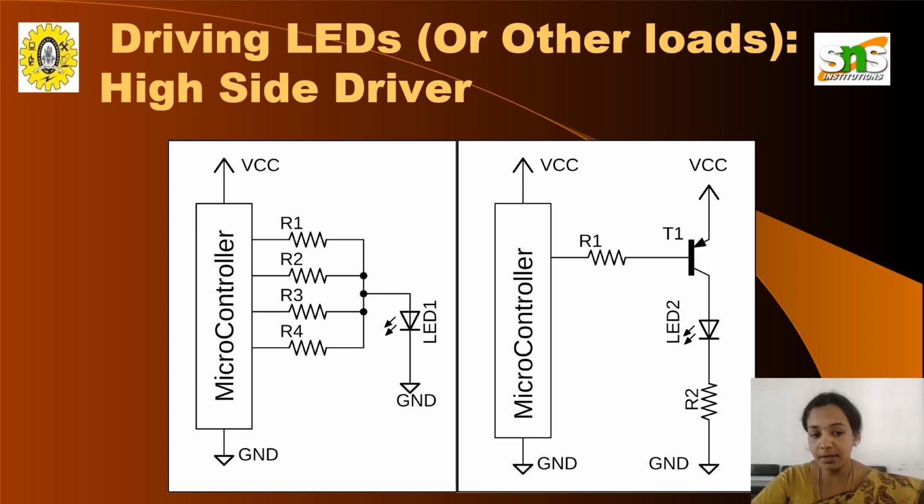The next possible circuit for this one: the microcontroller is provided with power supply VCC and it is connected with the ground. The microcontroller is connected with a resistor R1 and then to the transistor T1. Transistor T1 is connected with the VCC power supply at one end, and then it is connected with LED 2 and then to the resistor R2. So this is also a high side driver.